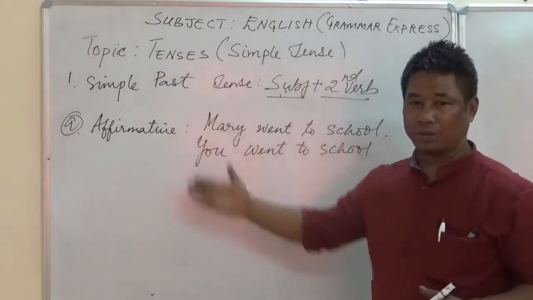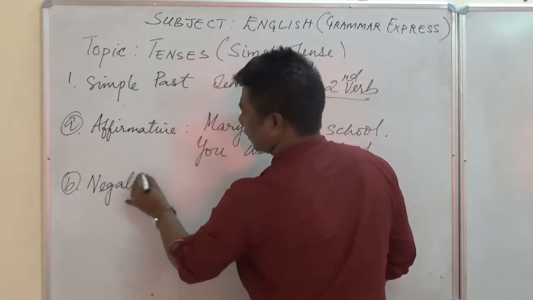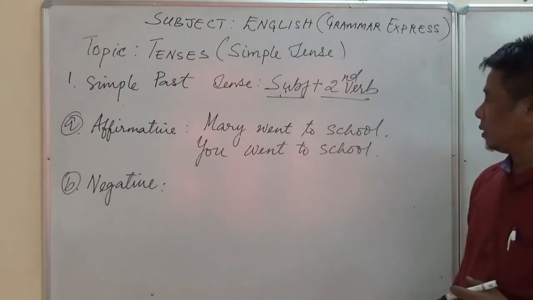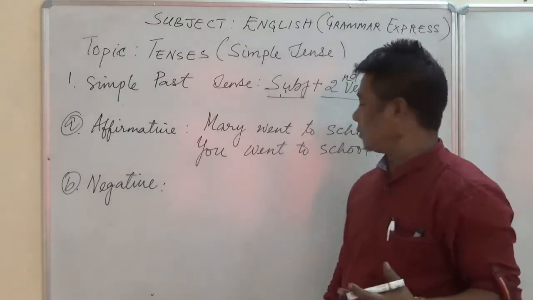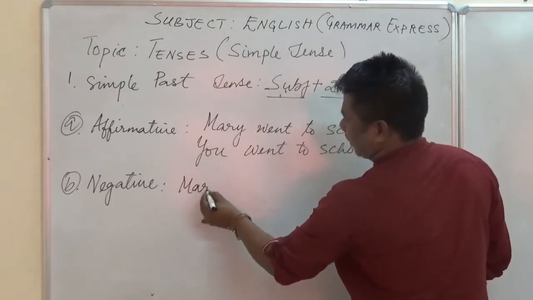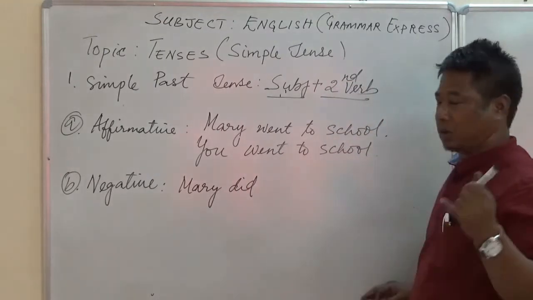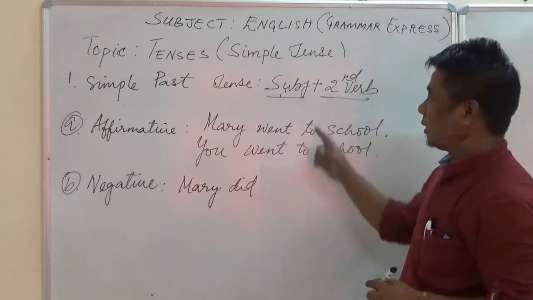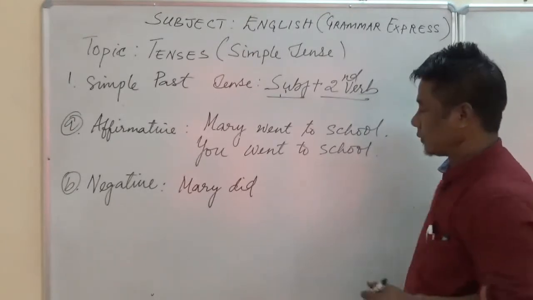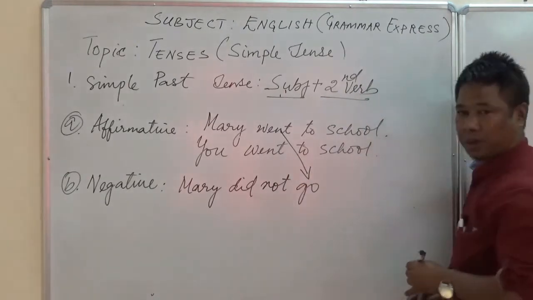So it's affirmative. Now, in order to change this affirmative into a negative sentence, for example, you want to say that Mary did not go to school. So here, we need to use did, since it is past. You remember in a simple present tense, we use do or does. But here in a simple past tense, we need to use this did. Mary did not go. And this way the verb comes back to go.